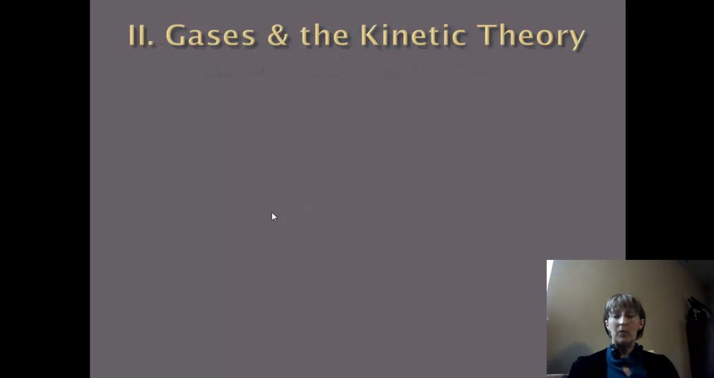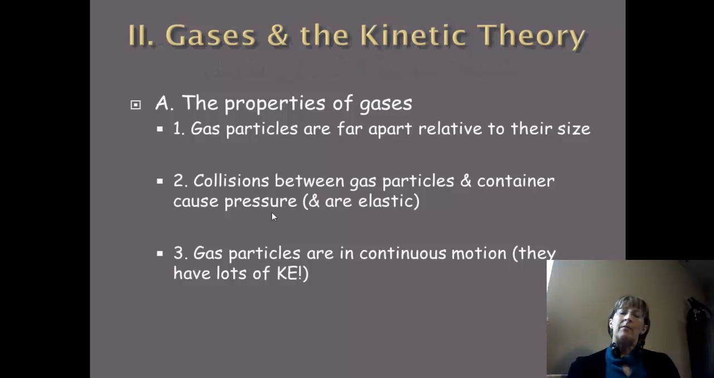Alright, so Roman numeral number 2 on your notes, gases in the kinetic theory. There are some properties of gases that you need to know about, and some of these properties you already know, and some of them are new. So capital letter A on your notes, the properties of gases. Gas particles are far apart compared to how big they are. So there are spaces between the gas molecules. Now remember, these are tiny, tiny, tiny, so small that it's difficult for us to get a picture in our heads.